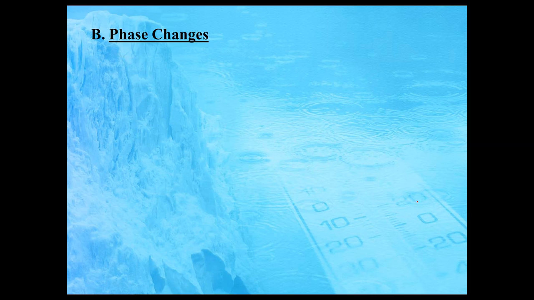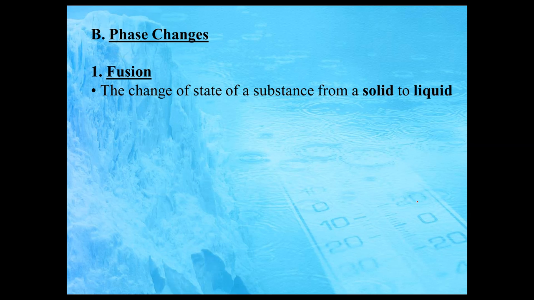Now let's look at changes of state, or phase changes. We're going to look at different terms used to describe when, for example, a material goes from a solid to a liquid, or a liquid to a gas. There are all sorts of combinations; in fact, there are 6 of them we're going to look at. So let's start off with fusion. Fusion is the change of state of a substance when it goes from a solid to a liquid.